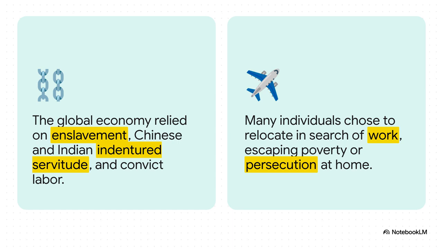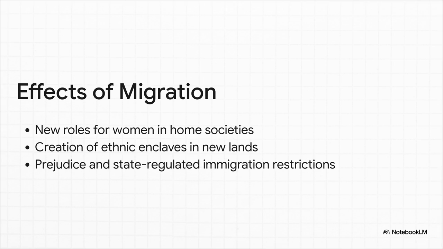On one side, you have coerced labor. Now, even though slavery was being abolished in most places, the need for cheap workers didn't go away. This led to systems like indentured servitude, where millions of Indian and Chinese laborers signed harsh contracts to work on plantations or build railroads. But at the same time, there was also massive voluntary migration, as millions of people, especially from Europe and Asia, chose to leave their homes to escape things like poverty and persecution, looking for a better life. The effects of all this movement were profound.